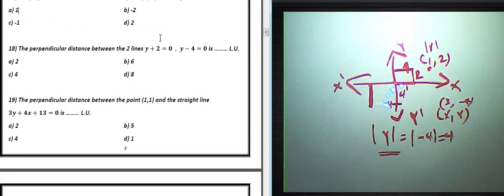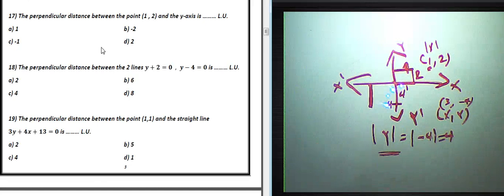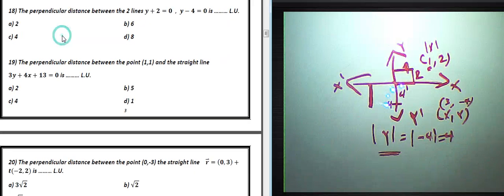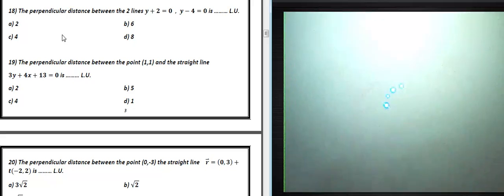Question 18. In this example 17, choose 1. Question 18: the perpendicular distance between the two lines y plus 2 equals 0 and y minus 4 equals 0 equals blank. We can find the distance between them by drawing the two straight lines.